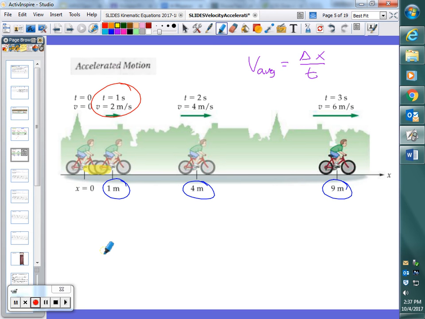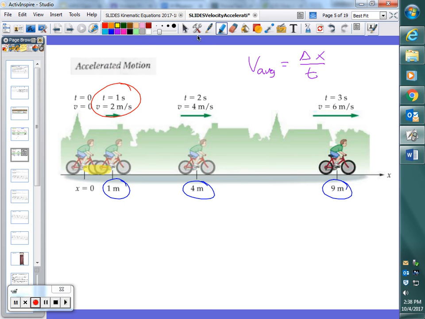But he only went 1 meter during that time. If his velocity was a constant 2 meters per second, how far would he have gone during that second? 2 meters. But he only goes 1 meter here. He doesn't reach 2 meters per second until he gets to this line. The rest of the time, he's gradually speeding up to that point. So he's not going to go 2 meters because he's not really traveling that fast until the very, very end. Does that make sense?